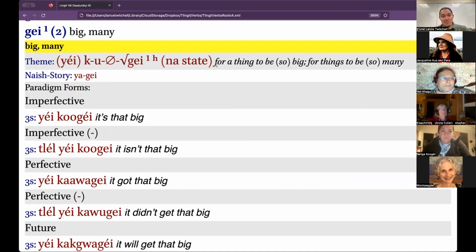But we have to remember there's two definitions here: for something to be big, or something to be so big, or to be so many. So the difference here between yagé and yekugé is that one is saying big or many. Yagé is big or many. Yekugé is this big or that many.